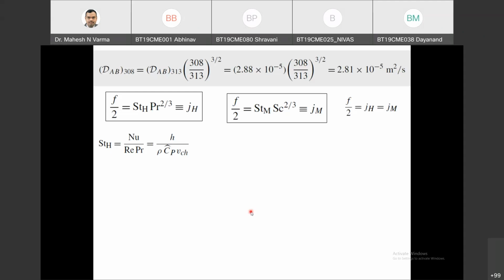28 point something Newton. Many people are getting that answer: 28.47, 28.5. Okay, 28.5 Newton is the drag force. Yeah, very good, many people are getting it. So roll number 38, you are wrong somewhere.